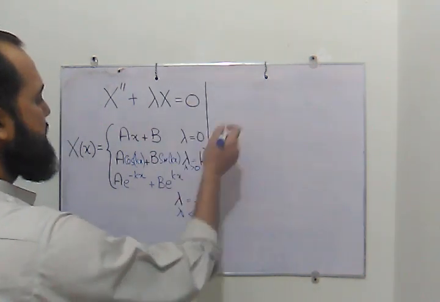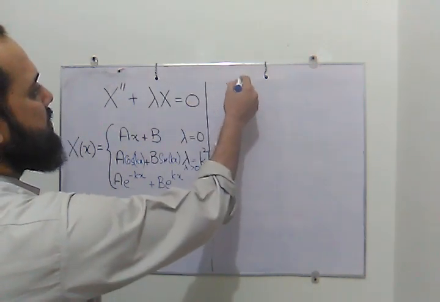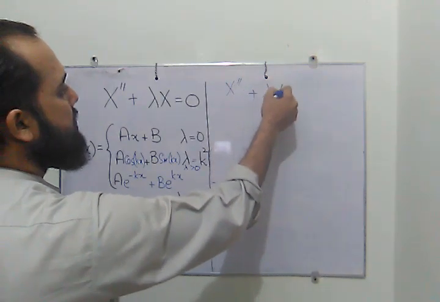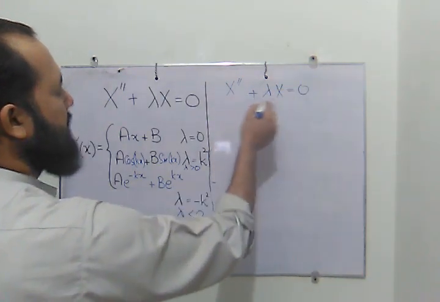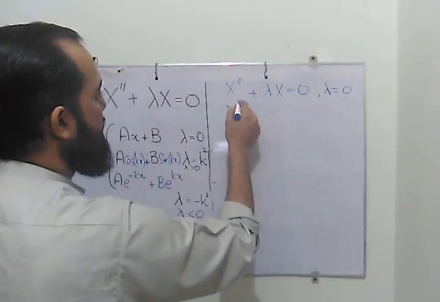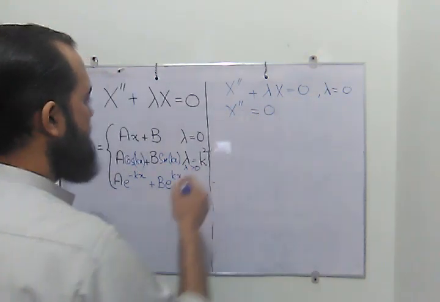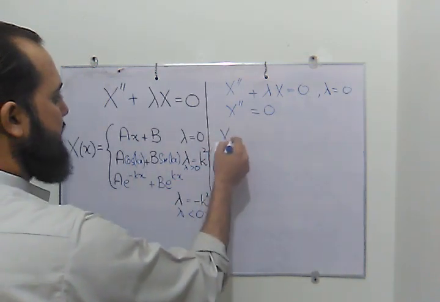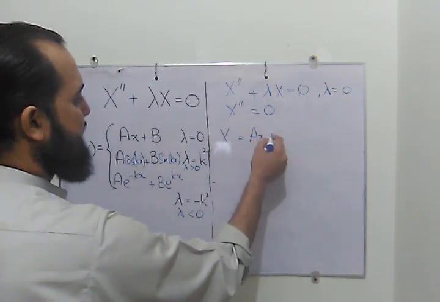So first we have lambda is equal to 0. We write the equation. When lambda is equal to 0, equation will take the form x double prime is equal to 0. We have the solution x is equal to ax plus b.